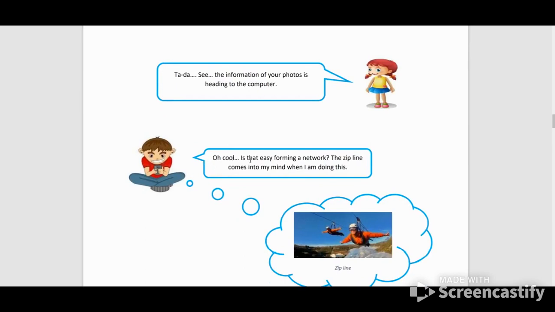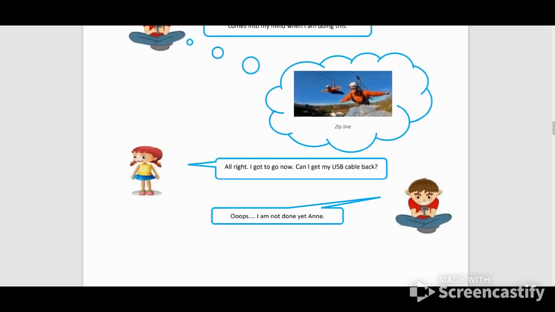Oh, cool. Is forming a network that easy? The C plan comes into my mind when I'm doing this. Woohoo! All right, I've got to go now. Can I get my USB cable back? Oops, I'm not done yet, Ian.